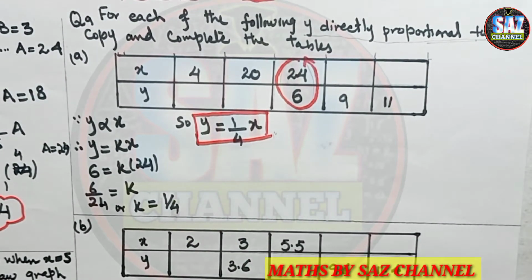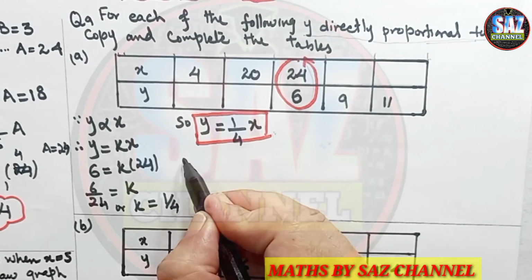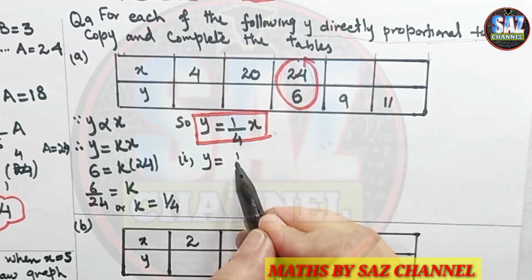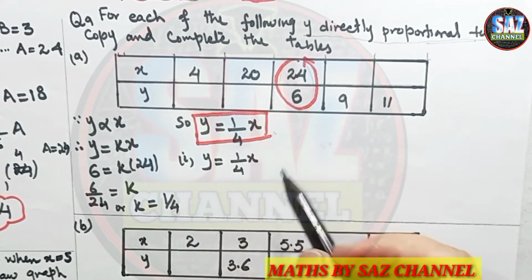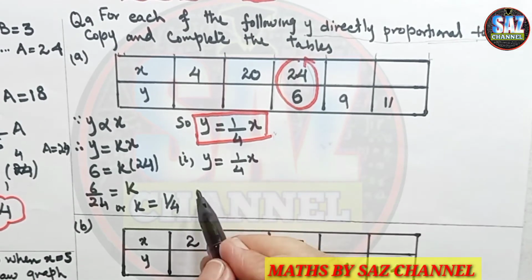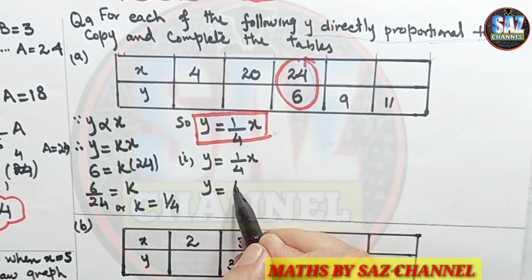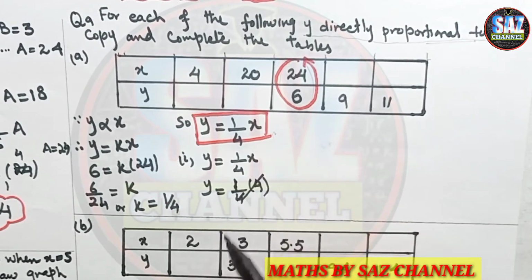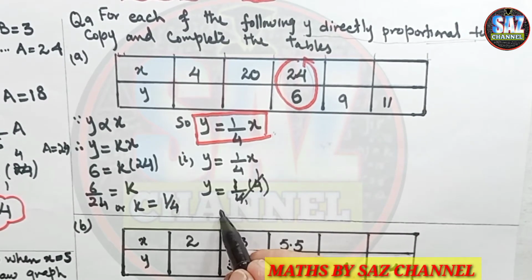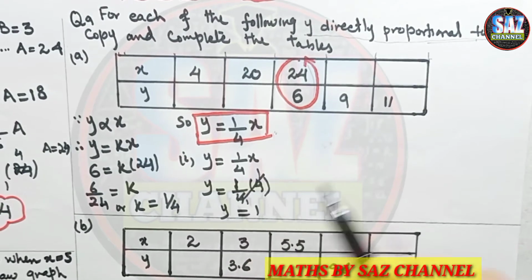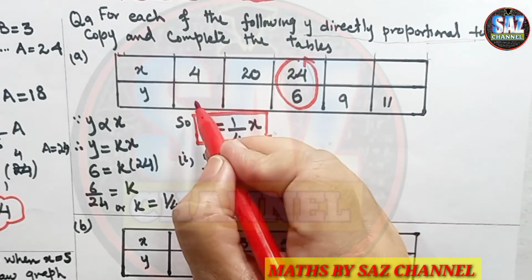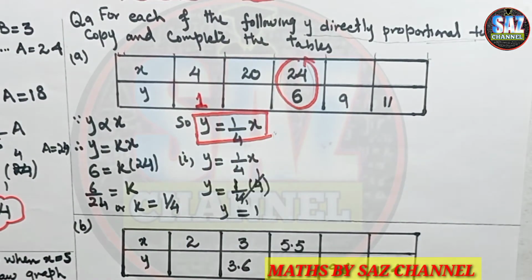Now, for the first unknown of the question, again I have to take this relationship that Y equals 1 by 4 X. Now, instead of X, I have to replace 4. Y equals 1 by 4 into 4. 4 ones are 4, and Y equals 1. So it means that instead of the unknown, I have to replace 1. I hope you are clear about how we are going to complete the table.